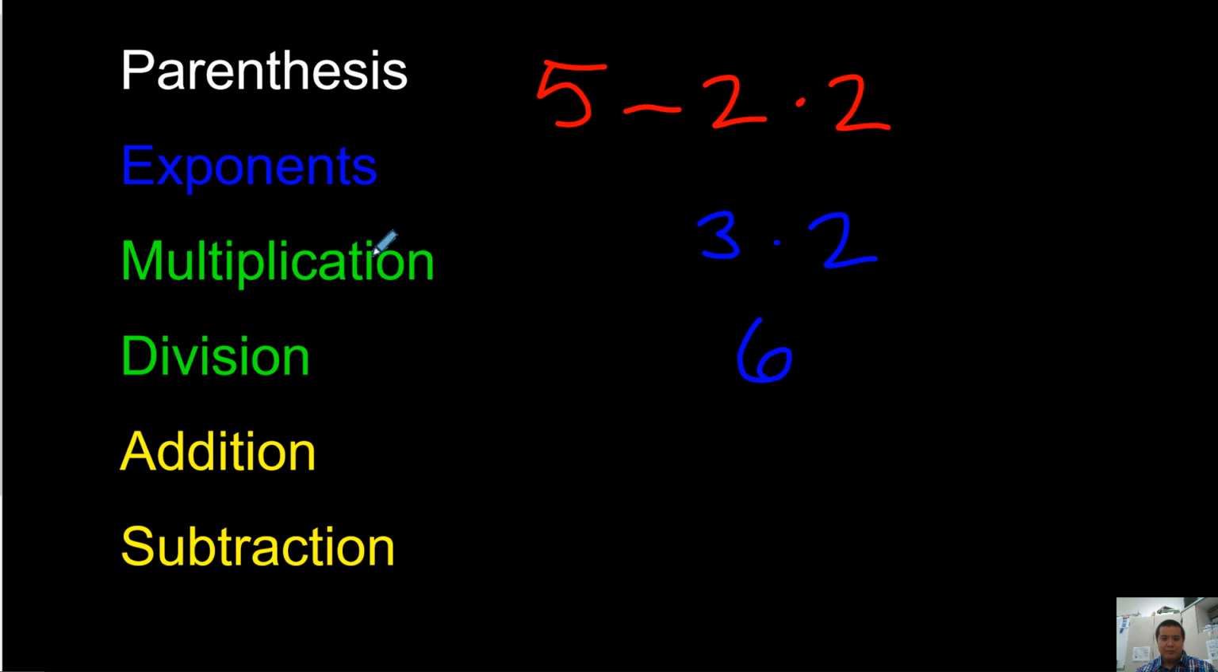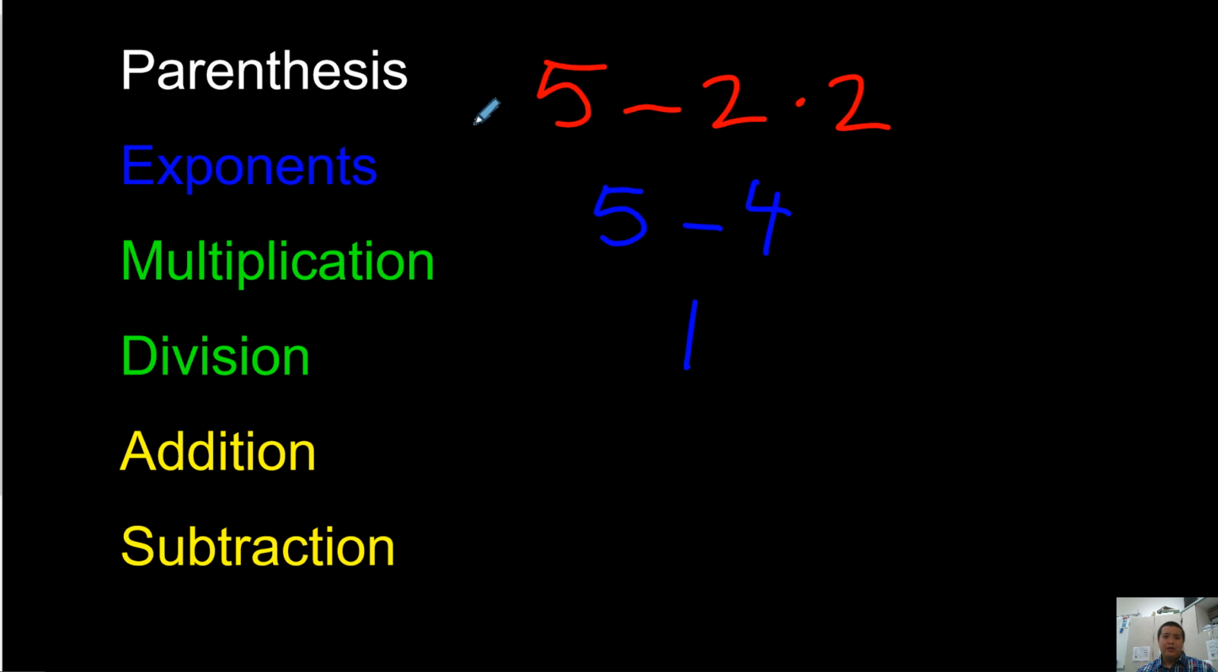Ahead of that is the multiplication. So the correct way to do this would be 2 times 2, which is 4. So we get 5 minus 4. And we do 5 minus 4. The correct answer would be 1. The simplified expression of 5 minus 2 times 2 is 1, not what we had before, which was 6.